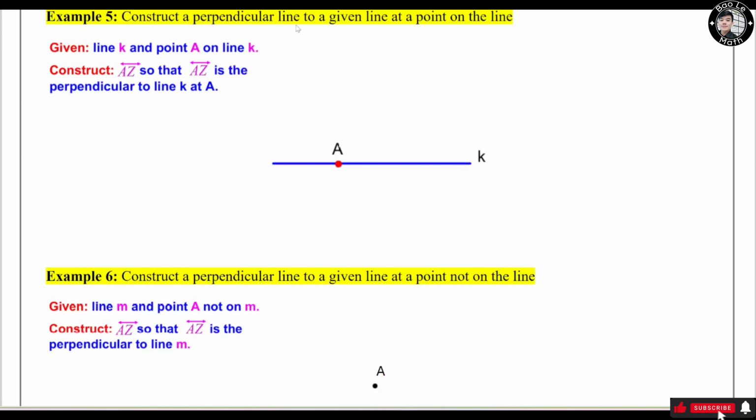Construct a perpendicular line to a given line at a point on the line. Given the line K right here and a point A on line K right here, you need to construct a new line that's called AZ, such that AZ is perpendicular to the line K right here at point A. So you're going to construct the line AC right here, right? Perpendicular. So how do we do it?